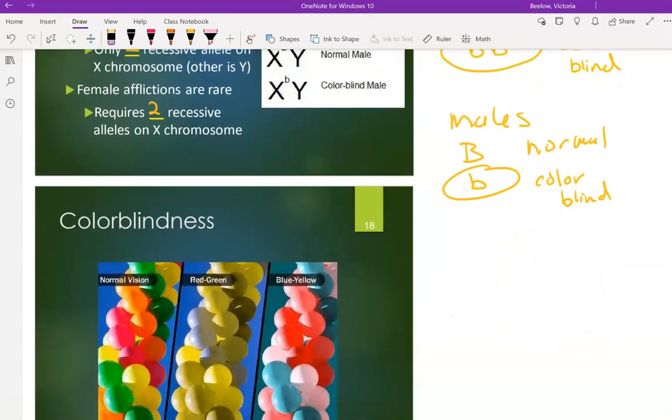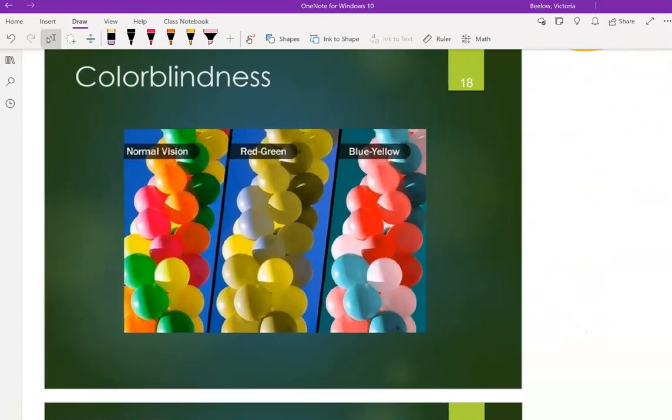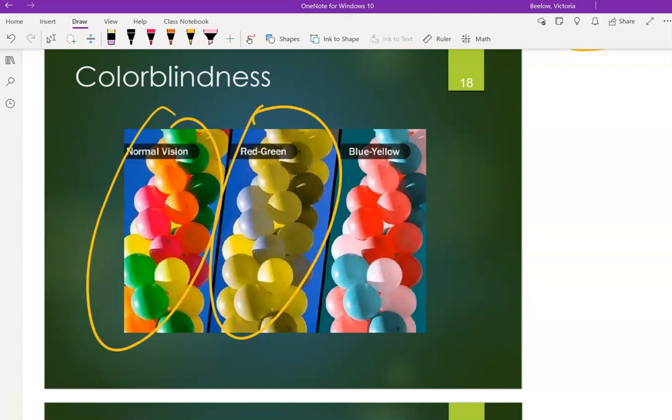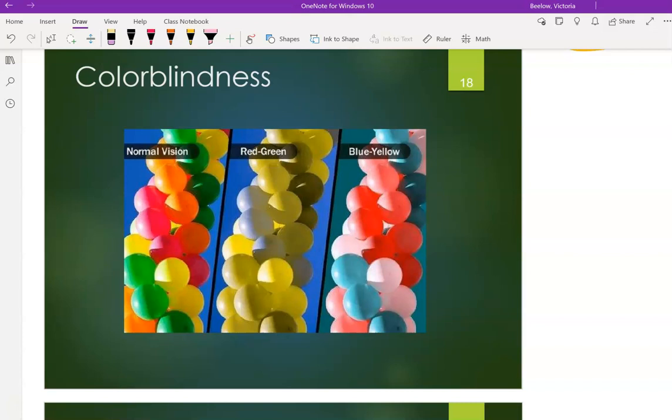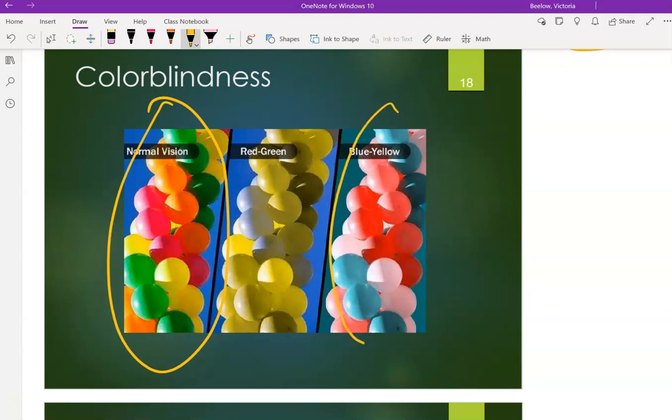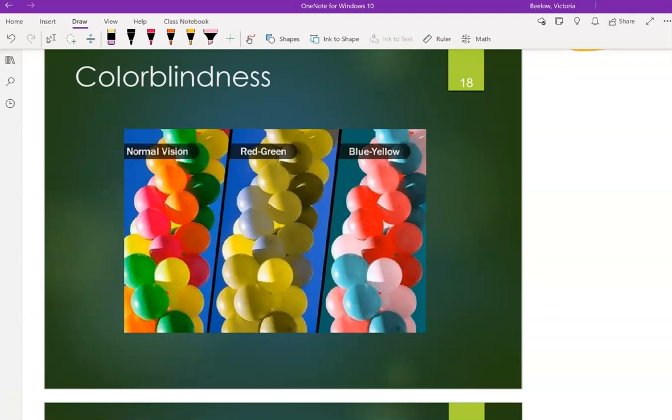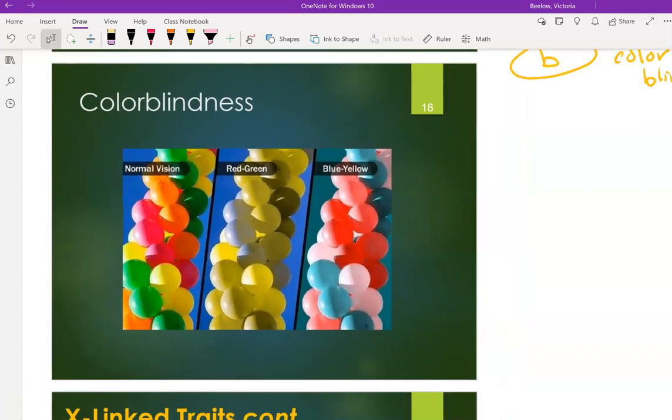In case you're wondering, there are different types of color blindness. This one is normal vision. I think one of the most common is red-green color blindness, so this picture would look like this to someone that has red-green. And then I think the second most common is blue-yellow color blindness, so this picture would look like this to someone who has that. Complete color blindness, where you only see black and white, is very rare. So even within the spectrum of color blindness, there are varying degrees and different types.